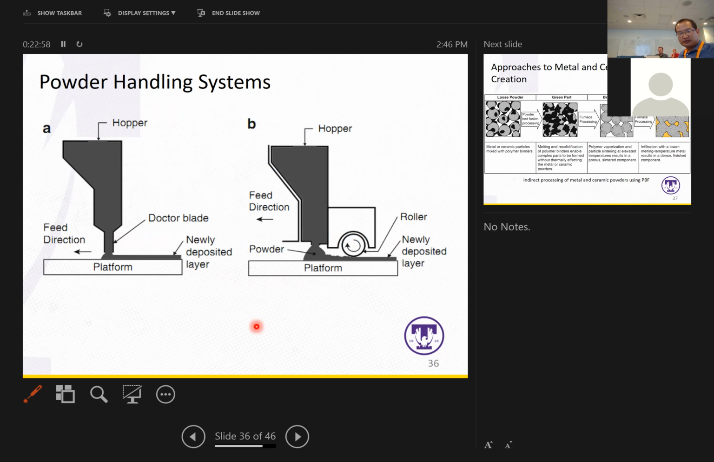So here gives you some illustration on the powder handling systems, right? You can see these are all the elements we mentioned in previous slides, which part is the hopper, the duct blade, and also where the platform is, and how the roller spreads the new material onto the existing layers. And all these elements could be a reason for certain behavior of the final product, right?